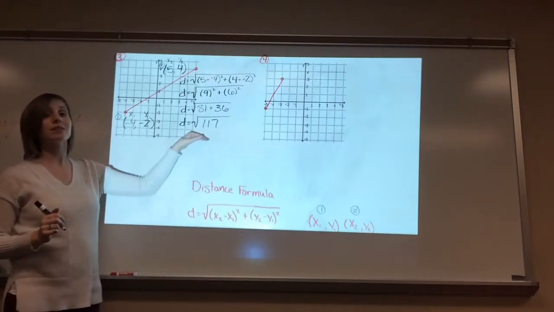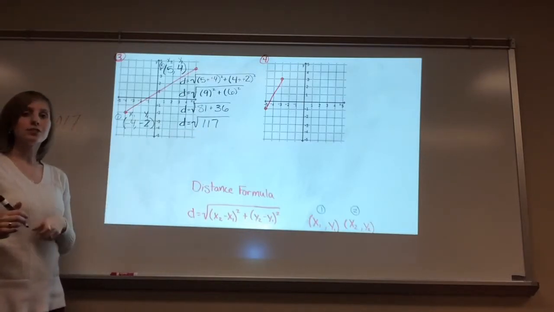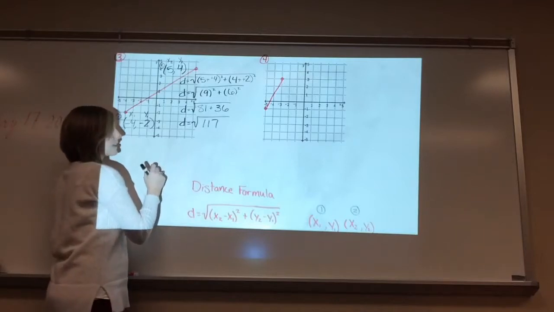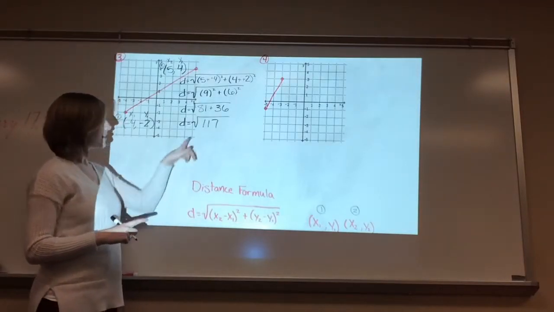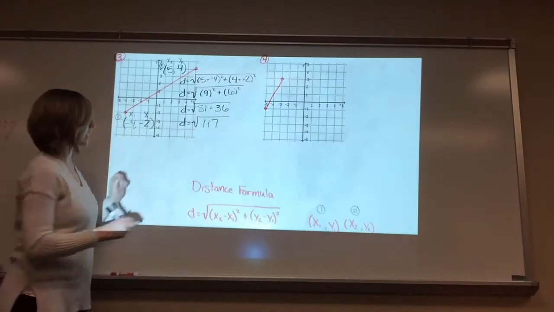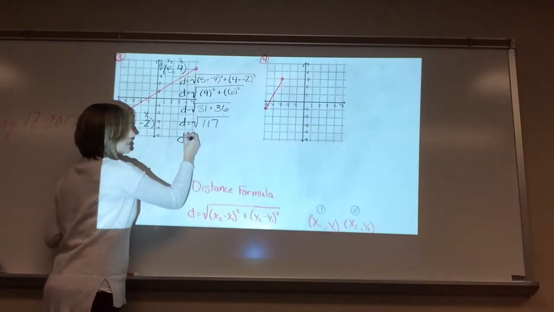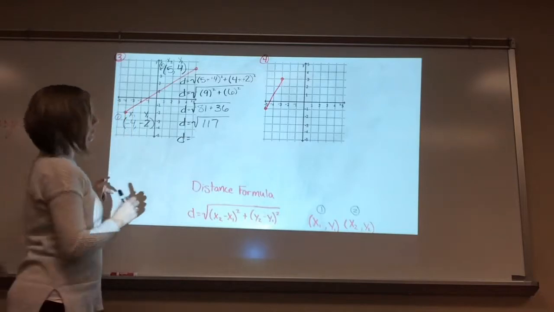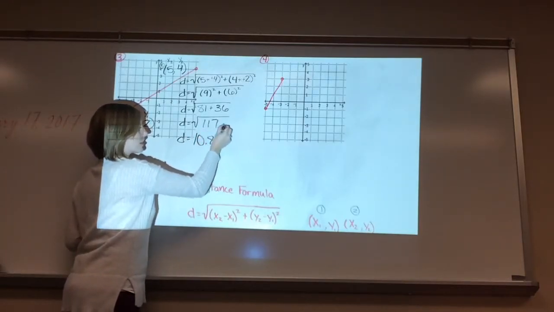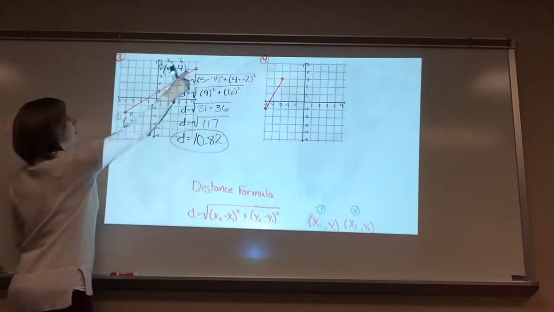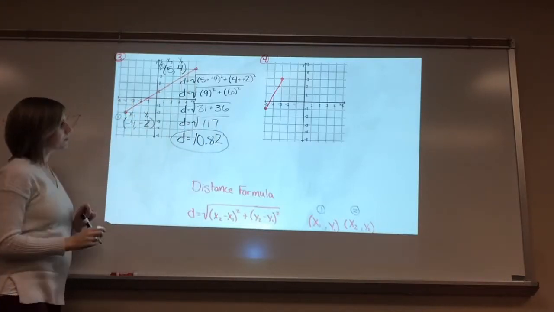This does not come out nice and even, so you do need to use your calculator. Remember to plug that in. You'll hit second, then the x to the second button, then 117, then hit enter. Rounding it to the nearest hundredth, that's 2 decimal places, you should get 10.82. So that's the distance between these 2 points.